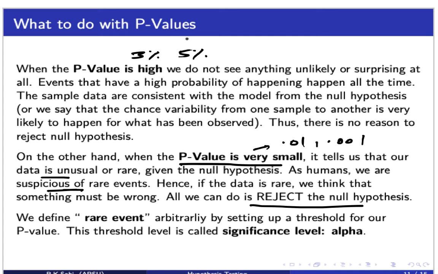Okay, so then we reject the null hypothesis. This rare event is done by setting up a threshold value for a p-value, and that is called the significance level alpha. And most of the time it is 5%.